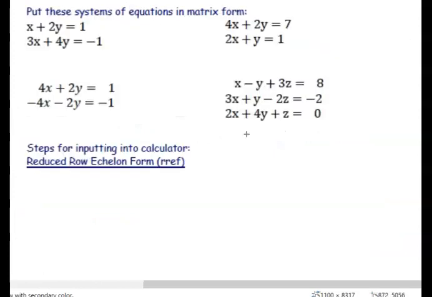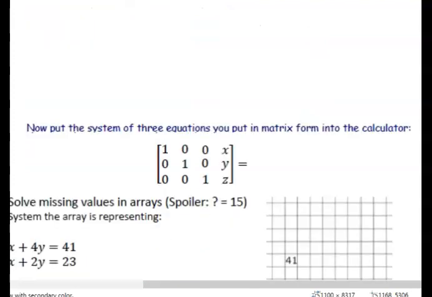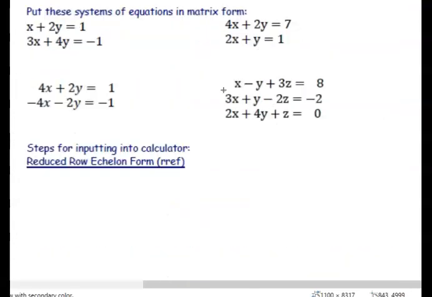Now let's skip to page 10. Put these equations in matrix form. So we have x plus 2y equals 1 and 3x plus 4y equals -1. So as a matrix, we can write this as 1, 2, 1, 3, 4, negative 1.